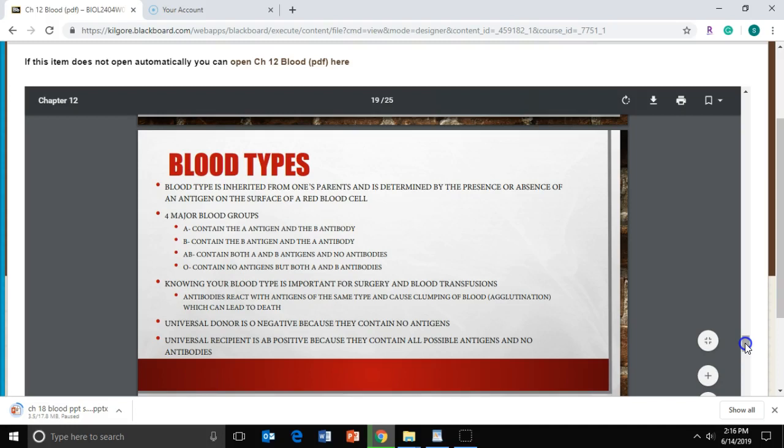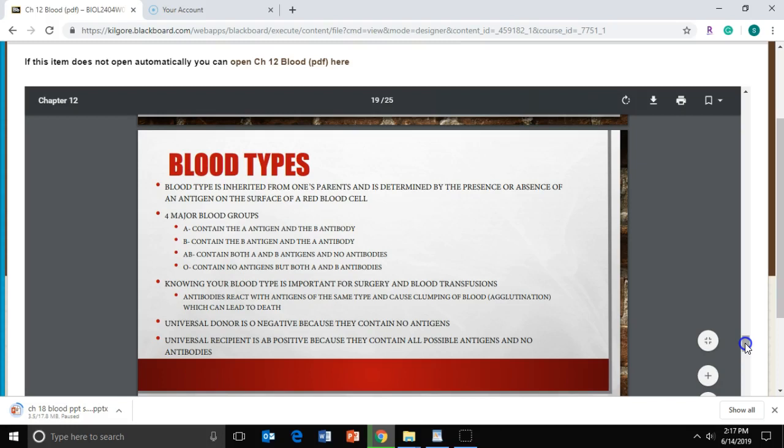So in order to know your blood type, you can test for that, and we're going to look at some examples, but obviously you would want to know your blood type before you had surgery or blood transfusions so that the antibodies and antigens don't react with each other.